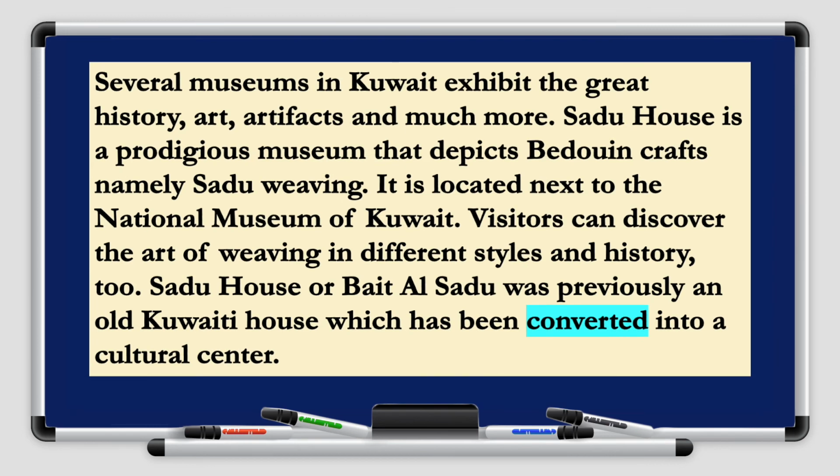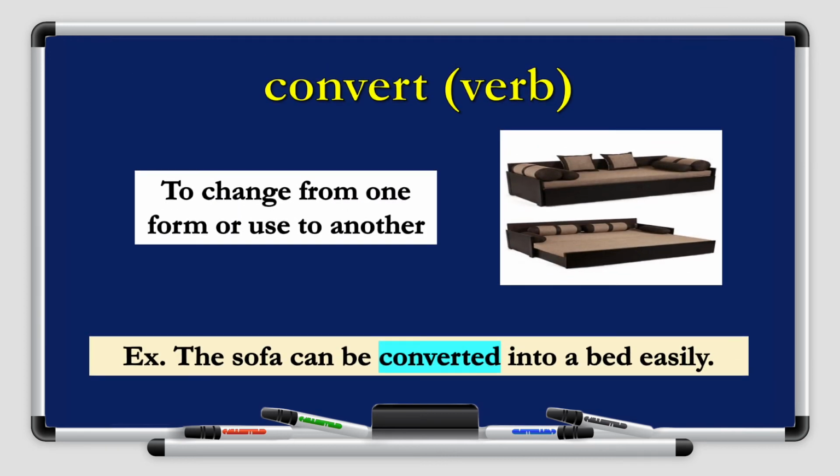And the third word in this paragraph also, we have the word converted. To convert is a verb which means to change from one form or use to another. For example, as you can see, we have a picture of a sofa bed here, or a sofa. The sofa can be converted into a bed easily.